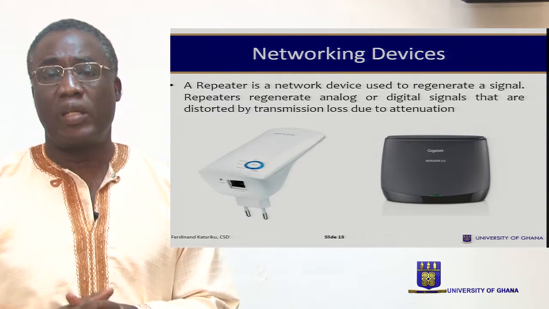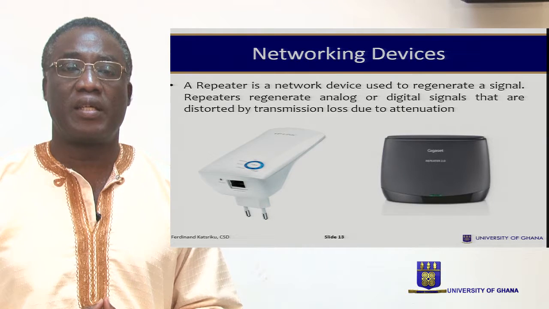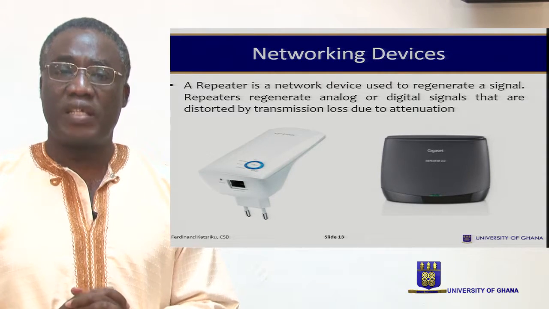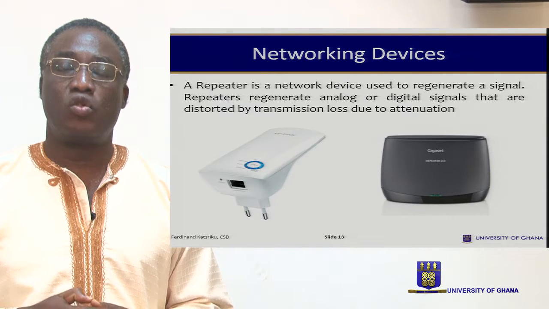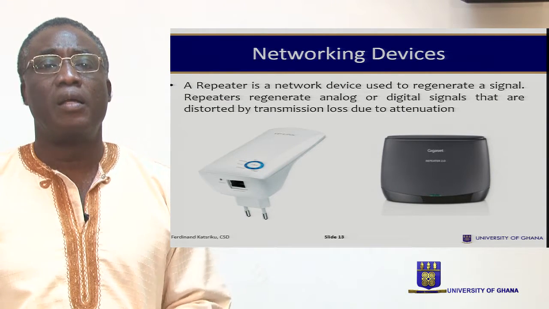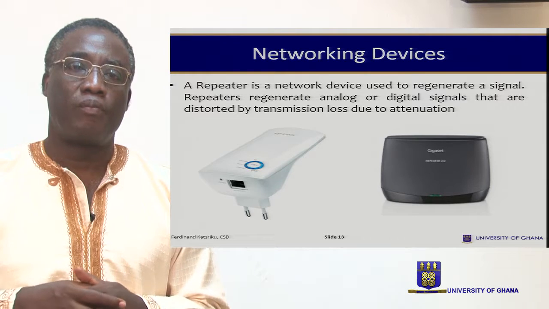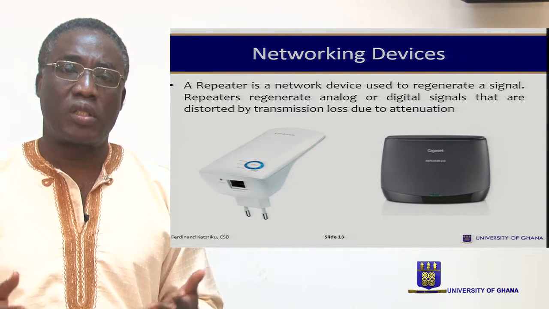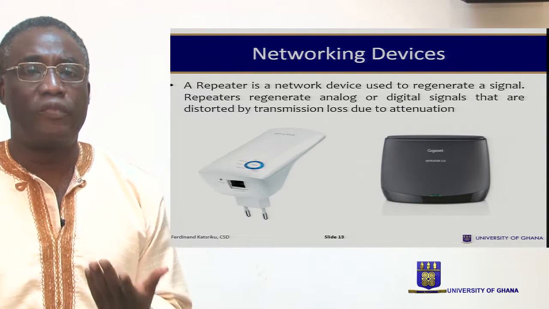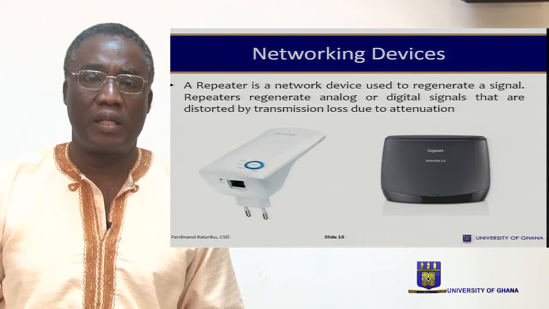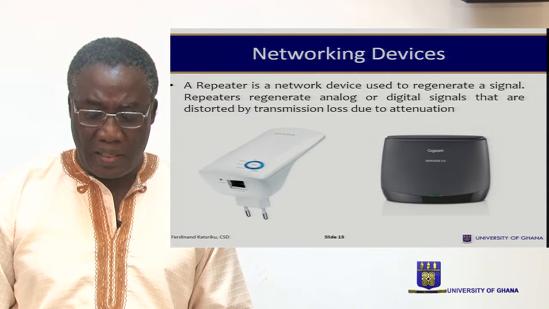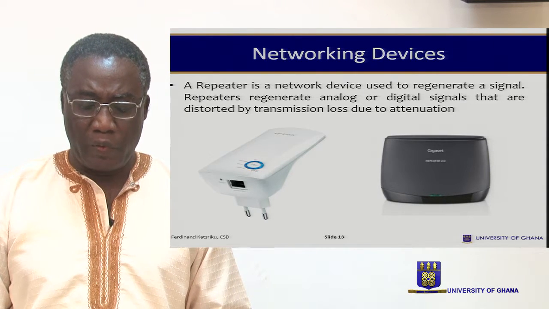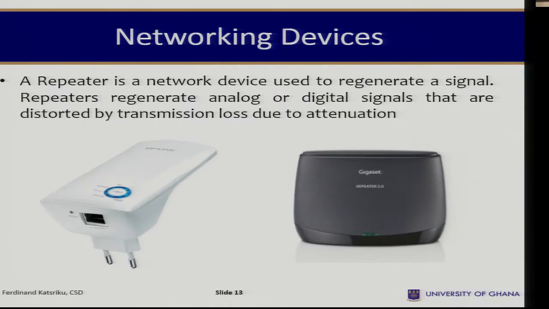A repeater is a network device used to regenerate a signal. Repeaters regenerate analog or digital signals that are distorted by transmission loss due to attenuation. So as you send a signal, it suffers distortion or attenuation, and therefore you need to regenerate the signal. So the repeaters are for this. They don't make any intelligent decisions apart from simply forwarding packets.